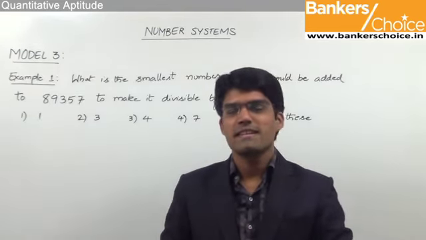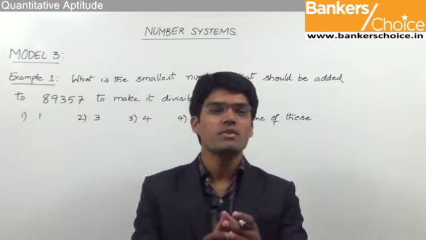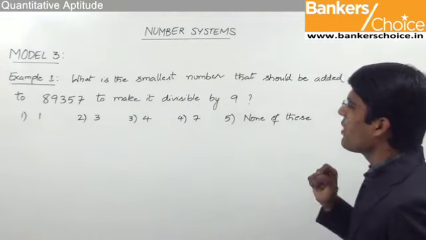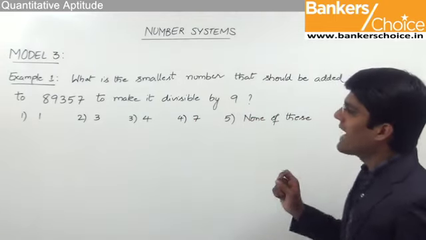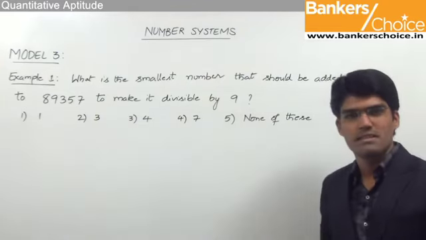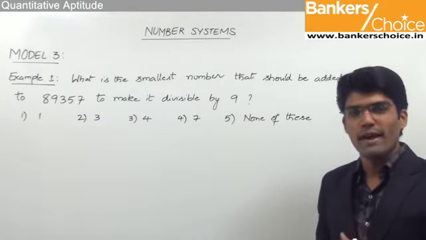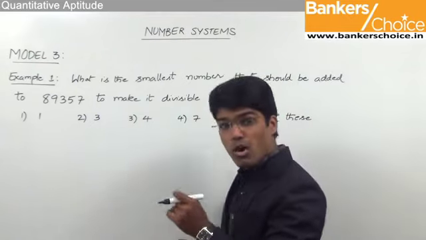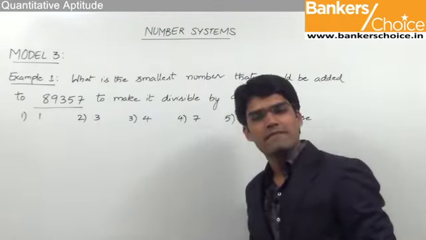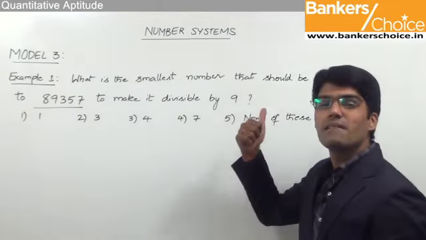Let us now take the first example from model 3, which is based on the divisibility rules. The question here is, what is the smallest number that should be added to 89357 to make it divisible by 9? So we need to find out what smallest number has to be added to this number 89357 such that it becomes divisible by 9.